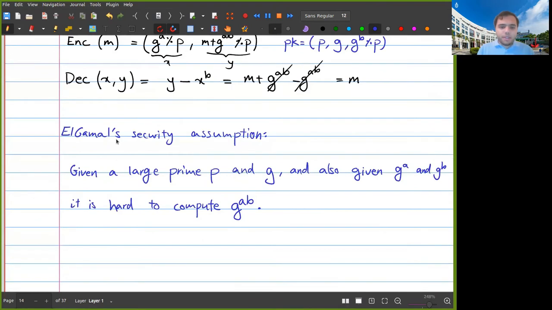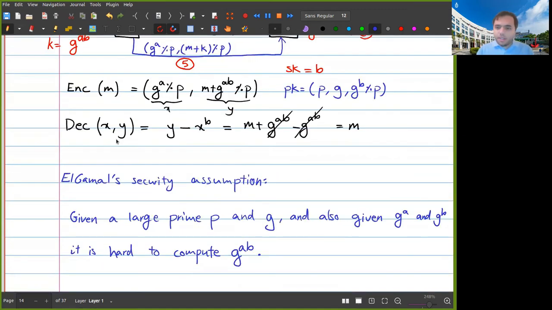But here the security of ElGamal is not based on hardness of factorization, it's mostly based on hardness of discrete logarithms. So it's just that they have completely different security assumptions.